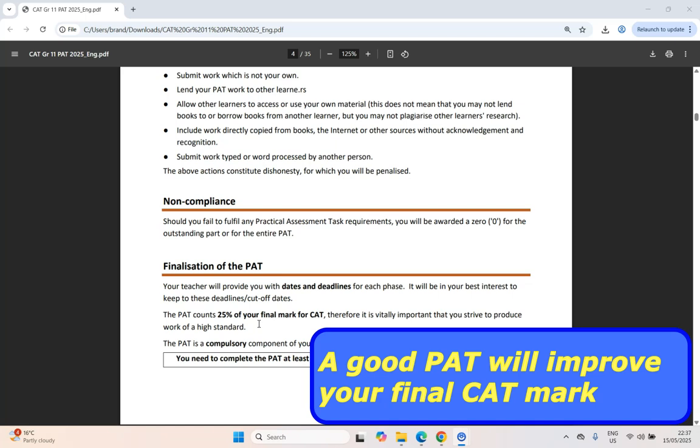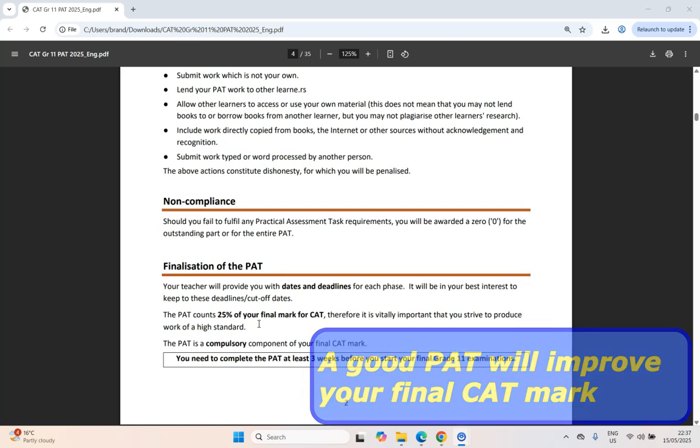And the reverse is also true. If you do not work on your PAT, if you leave things out, if you just don't take it seriously, if you are someone who normally gets 80%, then the PAT could drop your mark into the 70s or 60s if you don't do it properly. So don't neglect the PAT. This is a way to improve your mark.